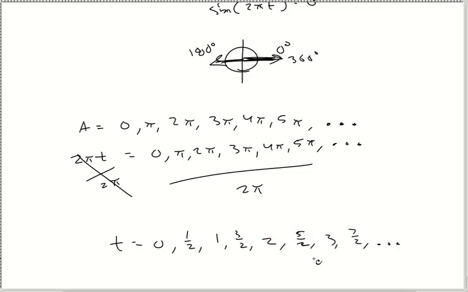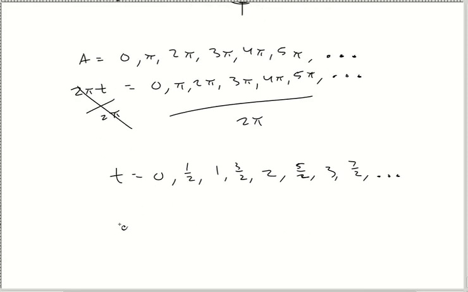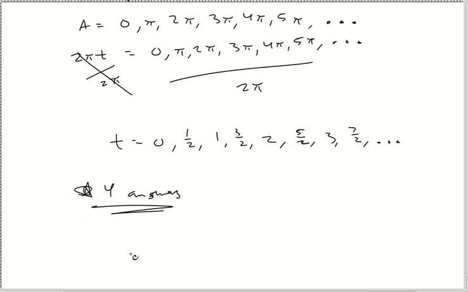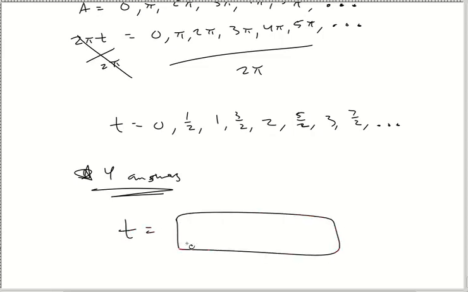Well, what they're wanting, I believe, is the first 4 answers. That's all I have. I have 4 answers. And so it would be 0, 1/2, 1, 3 halves. Okay, cool.